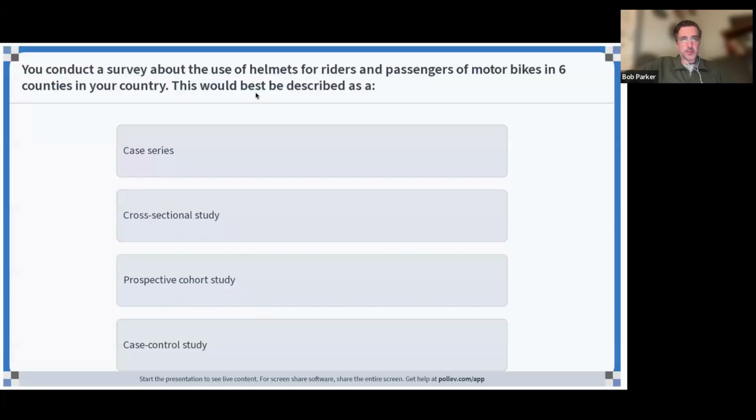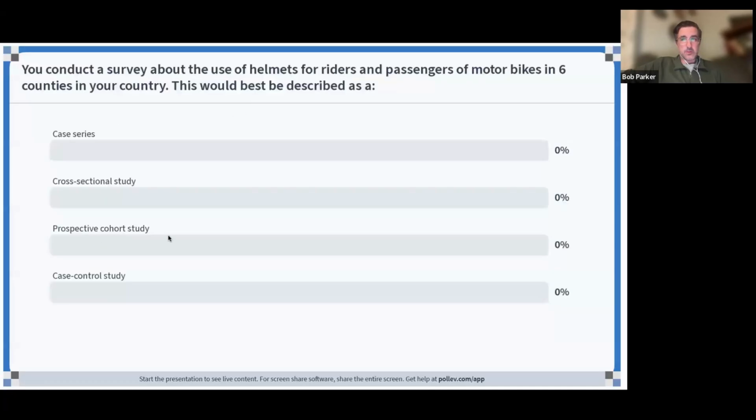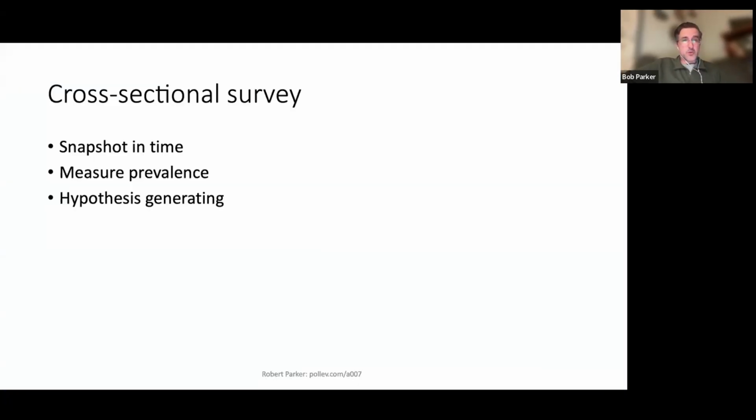Let's see. All right. Cross-sectional. Okay. Yeah. So a cross-sectional survey is a snapshot in time. So at one moment in time, you want to find something. Often the prevalence is what we're typically using a cross-sectional survey for. And it helps to generate a hypothesis. We're not really testing a hypothesis.